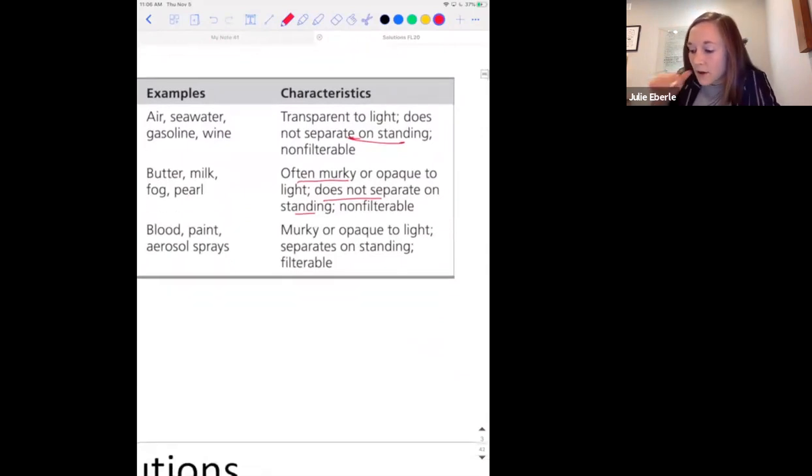But the last one down here on the bottom, heterogeneous mixtures, these are also not transparent, just like colloids. But the difference between a heterogeneous mixture and a colloid oftentimes is that you do have something that will separate. If you just pour it in a cup and leave it for several hours, you might have something settle to the bottom because you have particles or portions of the mixture that are larger, and they'll settle to the bottom. So blood is the best example here.